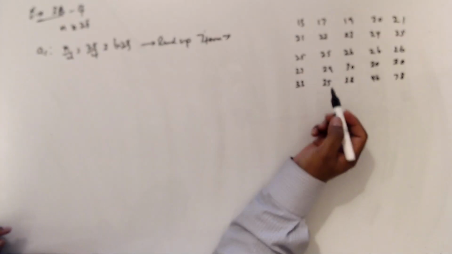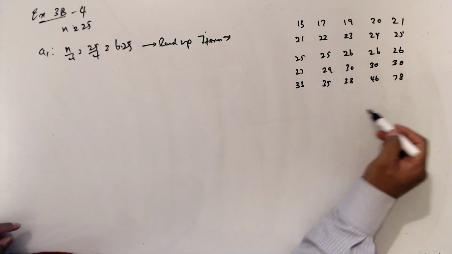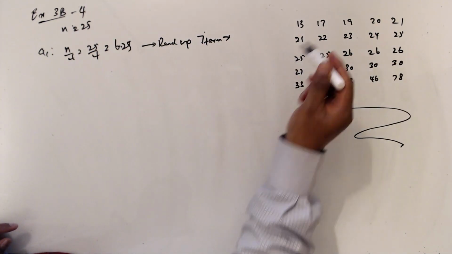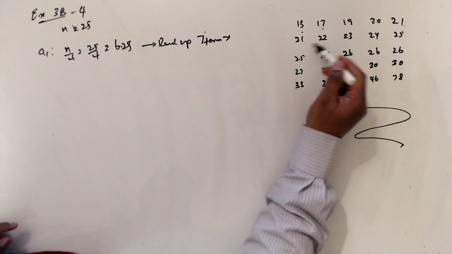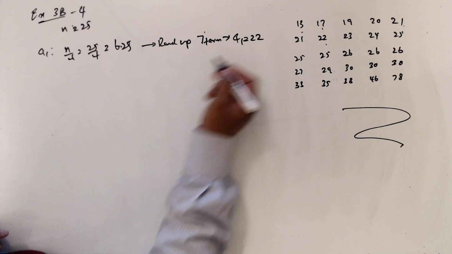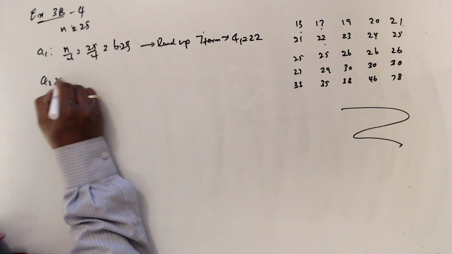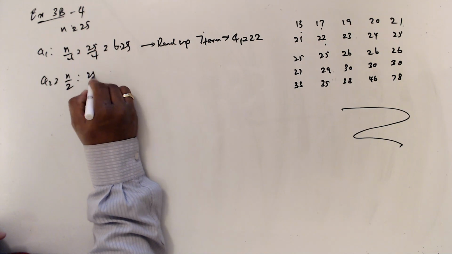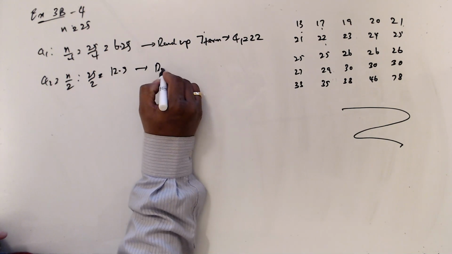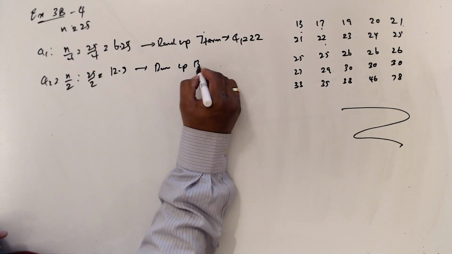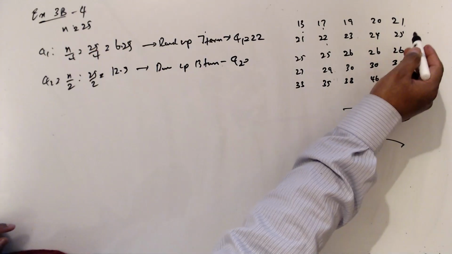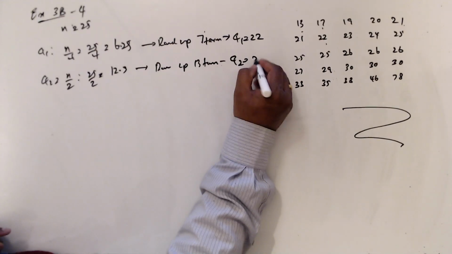What is the seventh term? This is in ascending order. 13, 17, 19, 20. So the seventh term: 1, 2, up to here 5, 6, 7. It is 22. So Q1 is 22. And Q2 is n divided by 2. That is 25 divided by 2, 12.5, round up. 13th term. So what is the 13th term? This is 5, 10, 11, 12, 13. It's going to be 26.